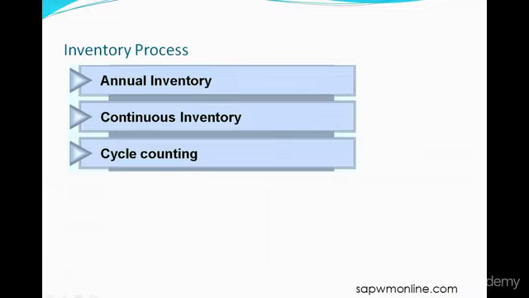So there are three major inventory processes that we can see in SAP R3. That is the annual inventory, the continuous inventory, and the cycle counting. Now all these are different ways of doing inventory. Finally we are going to count the stock, but depending on the organization's needs, the size of the warehouse, the type or quantity of materials, the availability of free time or the way the business is done, the inventory procedures adopted by different organizations would be different.